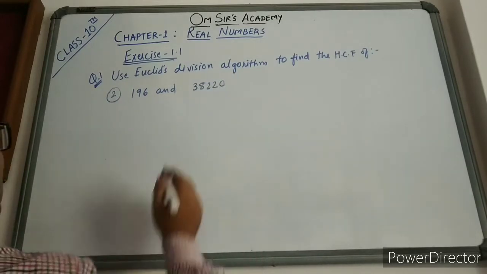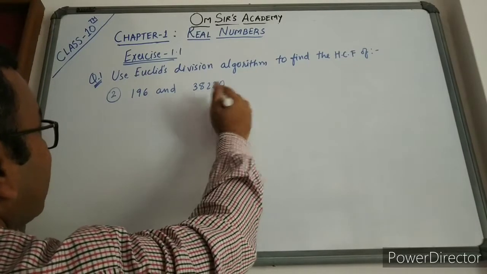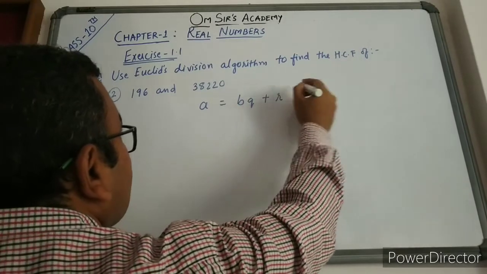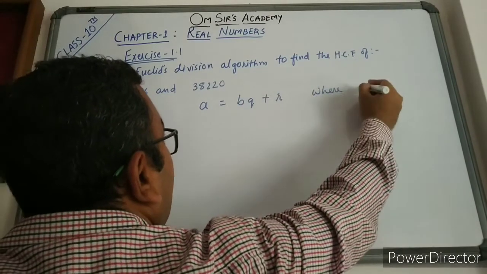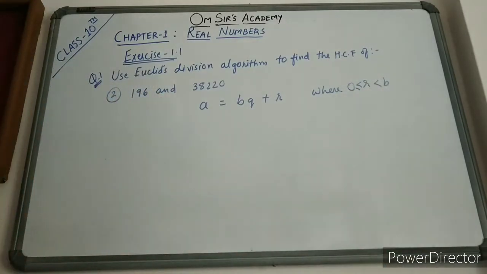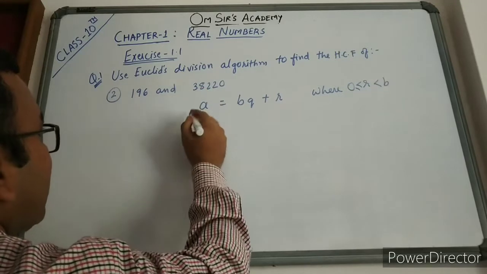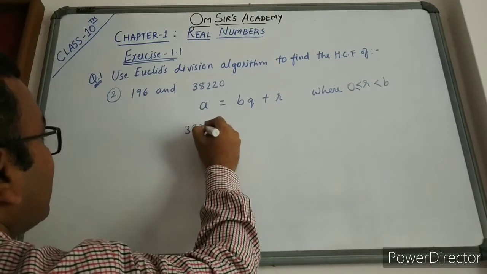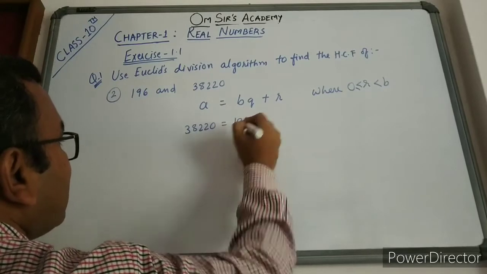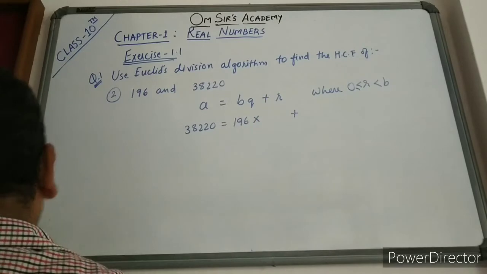Friends, here which is the greater one? 38220 is greater. So what was the concept? A equals BQ plus R, where R is greater than or equal to 0 and less than B. This concept we will be applying over here. So what will be A? The greater number, 38220. And B will be the smaller number, that is 196 into something plus the remainder.